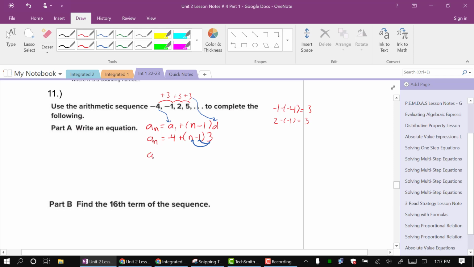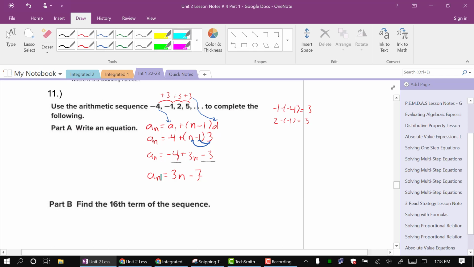So that gives me a_n equals -4 plus 3 times n is just 3n. 3 times -1 is -3. I notice that I have like terms, that -4 and that -3. I could put those two together. So that gives me a_n equals 3n minus 7. So there is my formula. There's my equation.